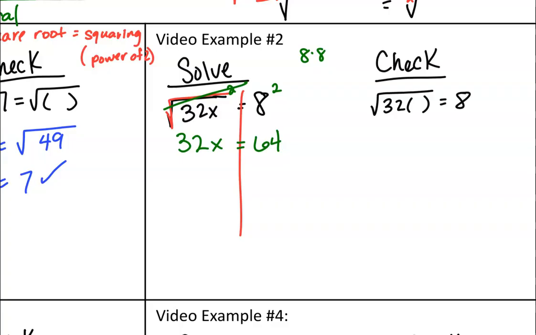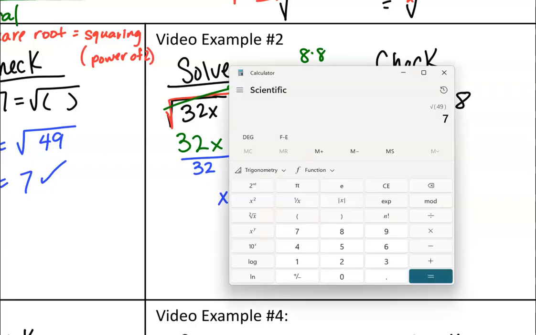X is not by itself yet. I still need to separate the coefficient from the variable. And in this case, the coefficient is 32 and our variable is x. So I'm going to divide by 32 on both sides. And I get x equals, so 32 goes into 64 twice. But if you didn't know that, you can always use your handy dandy calculator. 64 divided by 32 is 2.